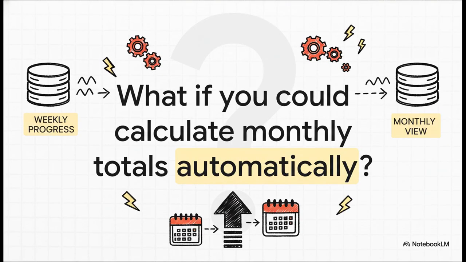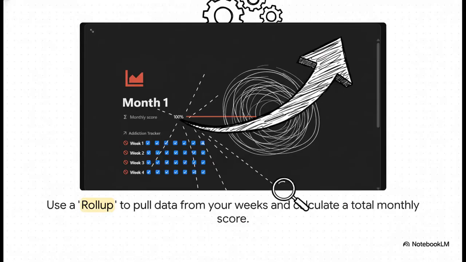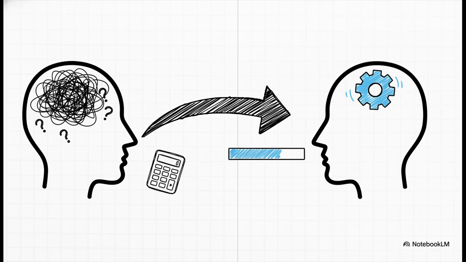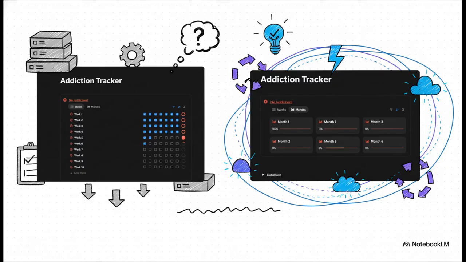So, now that our databases are connected, we can do some seriously cool stuff. What if you could pull all that weekly progress data into your monthly view without doing a single thing? Well, you can, and it's called a roll-up. That monthly score of 100% you see? That's a roll-up property. It's looking at all the weekly entries connected to month 1, grabbing all their progress data, and then calculating an average score. This is how you get that high-level overview of your performance, completely automatically. Just combine relations and rollups, and boom, the system does all the boring calculations and you can focus on what actually matters.